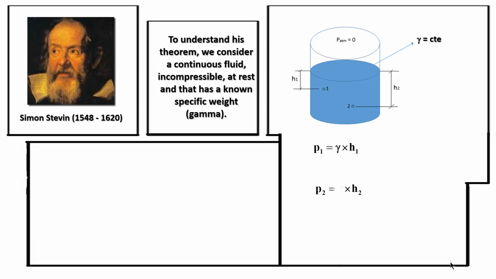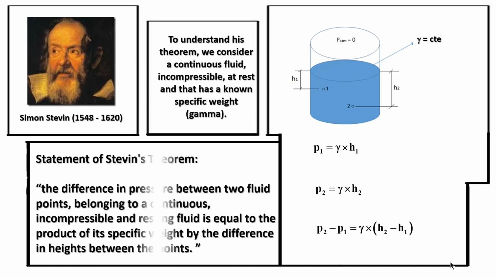We also know that the pressure at point 2 is greater than the pressure at point 1, because point 2 has a greater depth. We can then determine the pressure difference between points 2 and 1, which will be equal to the product of the fluid specific weight, gamma, by the height difference between the two points, that is, h2 minus h1. Statement of Stevin's theorem: the difference in pressure between two fluid points, belonging to a continuous, incompressible fluid at rest, is equal to the product of its specific weight by the difference in heights between the points.